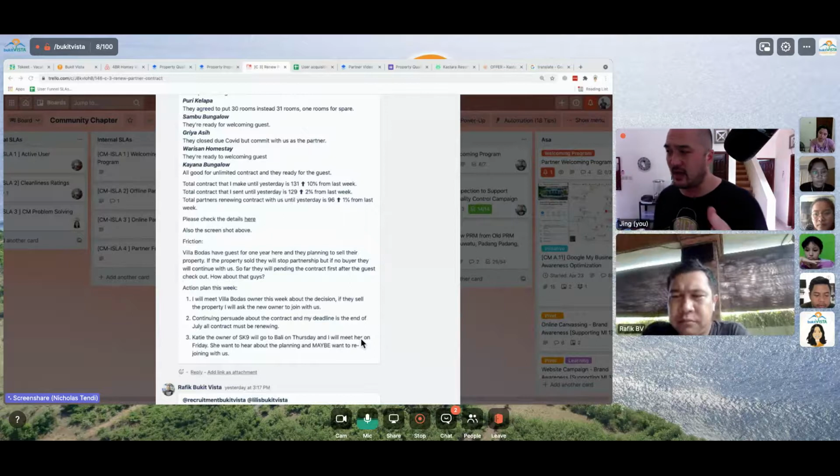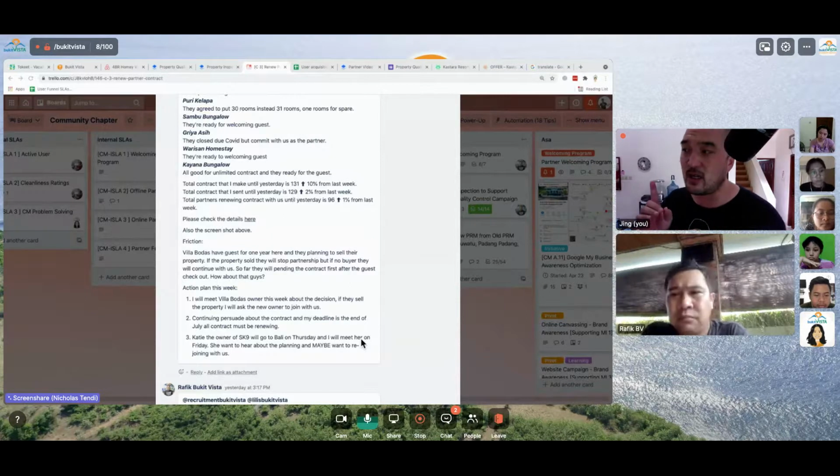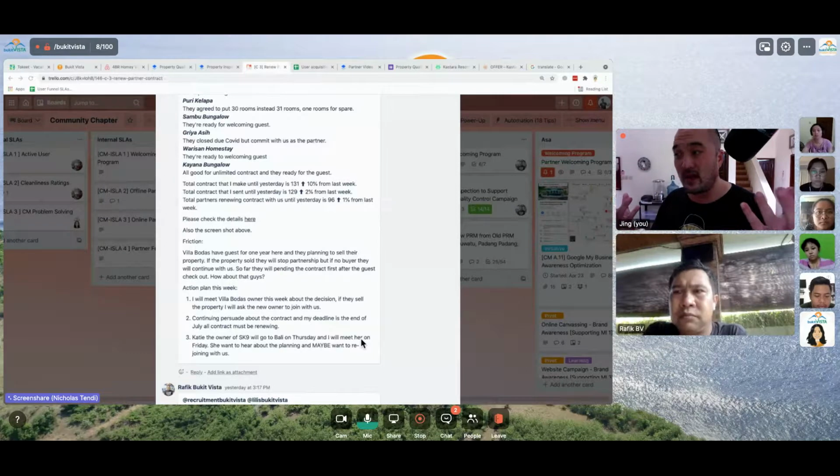So I believe what Asa and Lilith has directed is a correct course of action, but I also see an opportunity here. Now, when this person sells their particular property, it can go either way, right? It can go in a way that the new person chooses to work with Bukit Vista, or it can go in the way that they do not work with Bukit Vista.